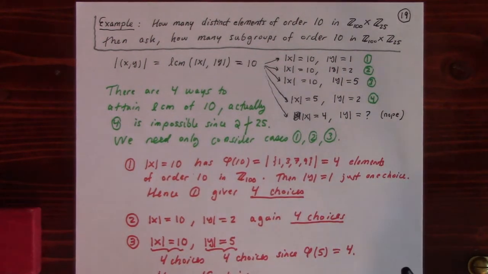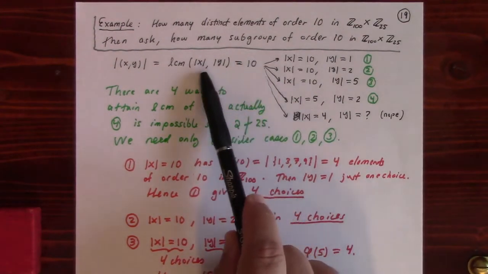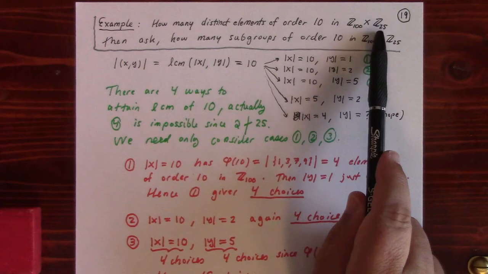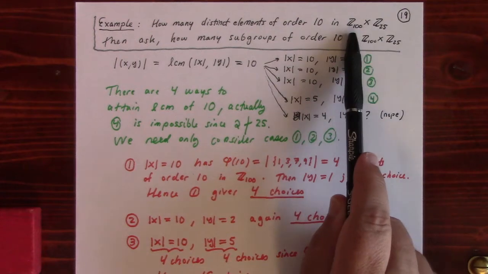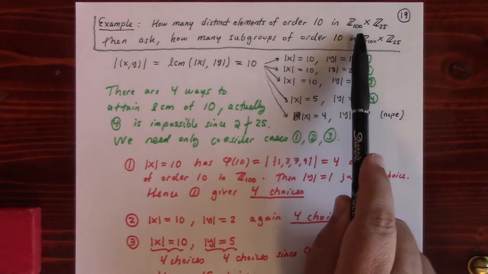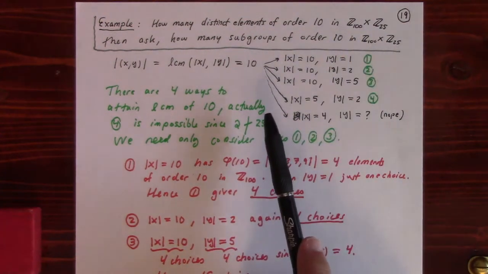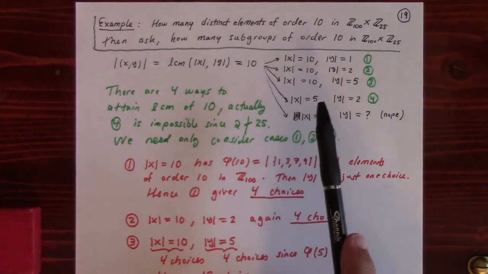All right, so you ask the question, how can I get a least common multiple of 10 taking the least common multiple of orders of elements from Z100 and Z25? Well, remember the order of elements of Z100 and Z25 can only divide 100 and 25. So like you can't have an element of order 7. You can't have an element of order 11. That's just not possible because those don't divide them. So your choices are somewhat limited.